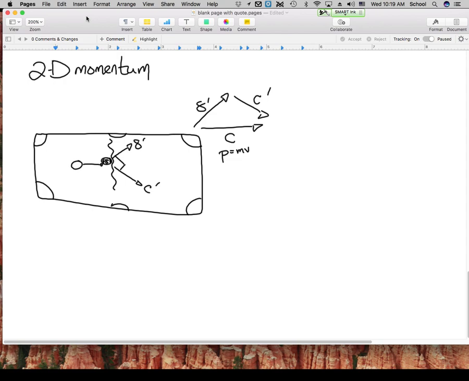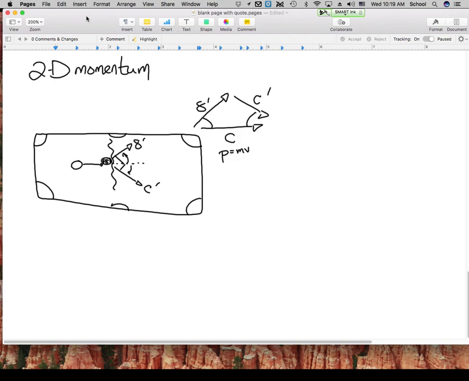What's going to happen is, this angle is how far over the 8 ball went, and this angle is how far over the cue ball went, because when you move it and work out the geometry, it comes out to the same angle over there. So this is how much the 8 ball was deflected to the left, and this is how much the cue ball was deflected to the right.